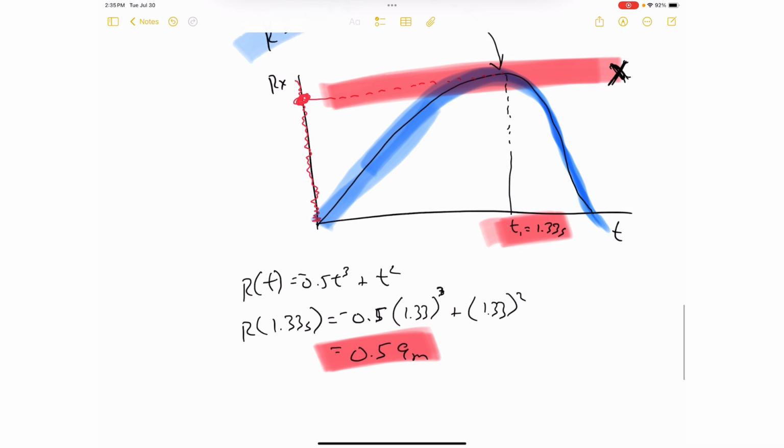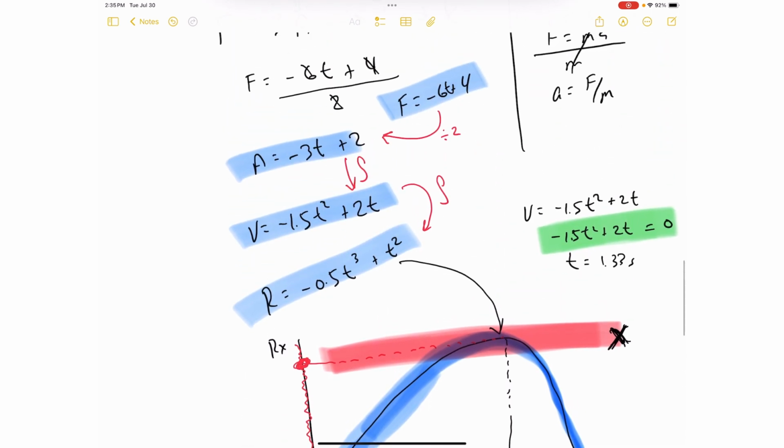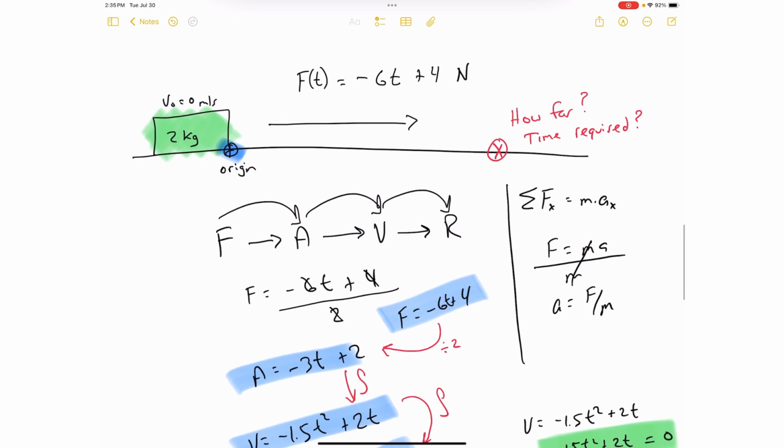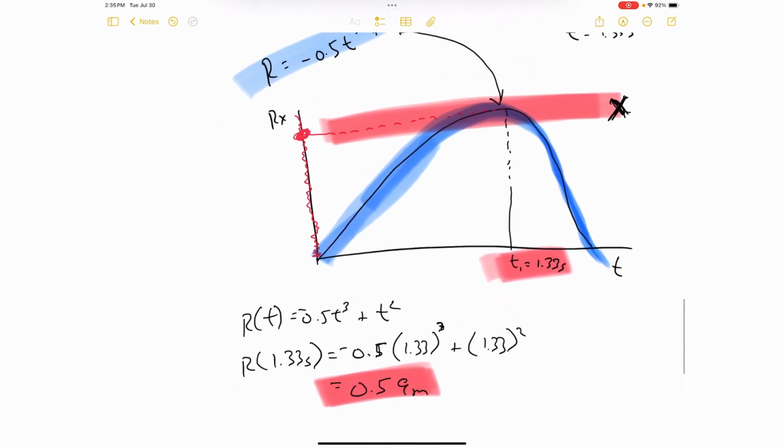So that's it. Like I said, I find this way of attacking the problem much more intuitive than the other way, and it just makes more sense to me. Anyway, that's it.